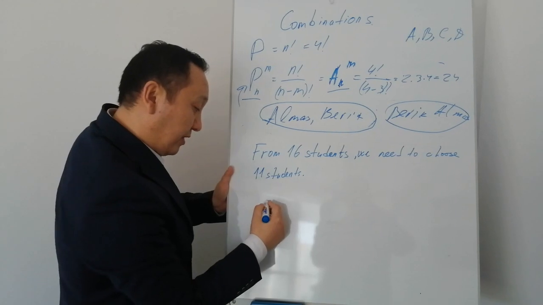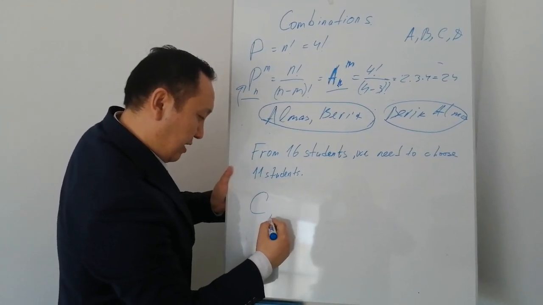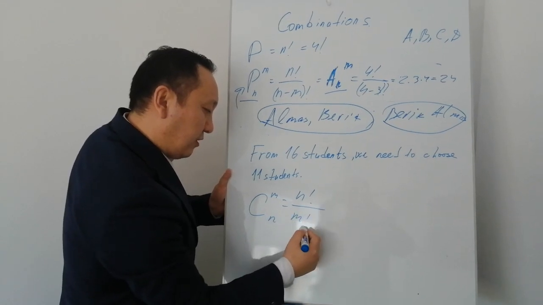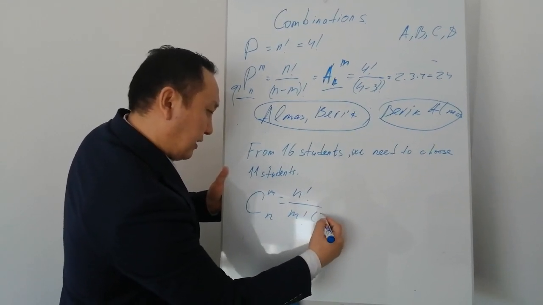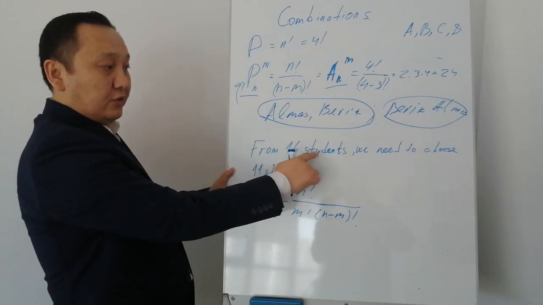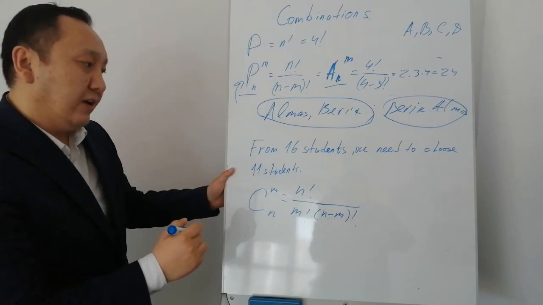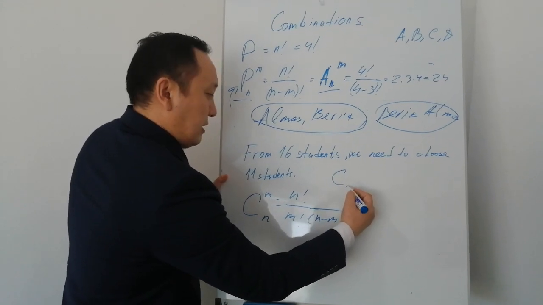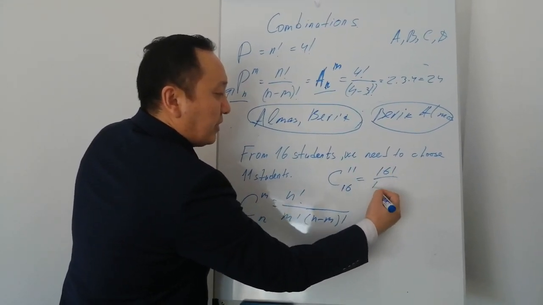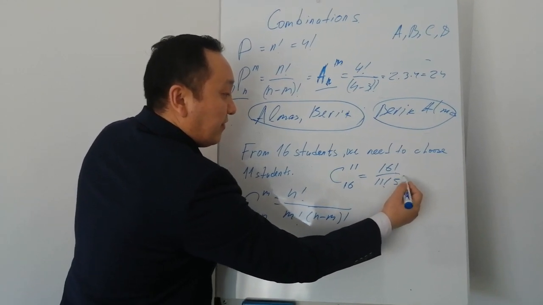And the formula for combination, C from n, m, is n factorial divided by m factorial, and divided also by (n minus m) factorial. So in our case, from 16 students, when we need to choose only 11 students, it's C from 16, 11. So 16 factorial divided by 11 factorial divided by 5 factorial.